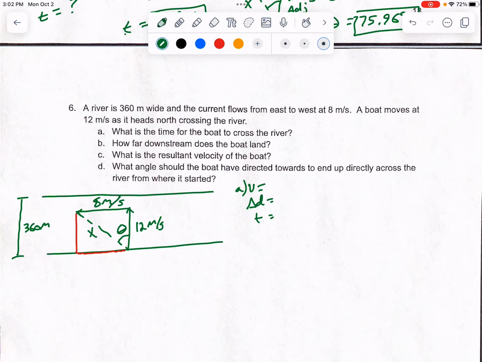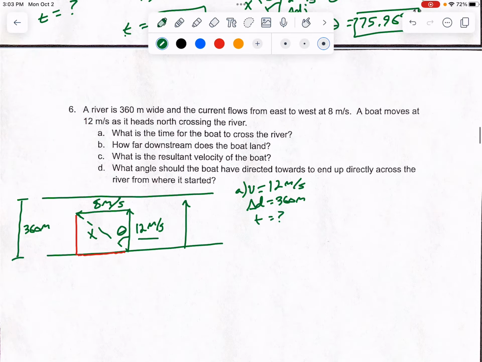So what time for the boat to cross the river? The question mark is our time. Now, if I'm talking about going across the river, my distance of the river is 360 meters. That's how wide it is. This is where you've got to be careful: if I'm talking about going across the river, I'm talking about going vertically across the river. I want to see which velocity is going north across the river. Well, that's going to be your boat. So we're going to use that velocity of the boat. We do not care about the 8 meters per second. We don't care about the hypotenuse. We're just strictly talking about going across the river.